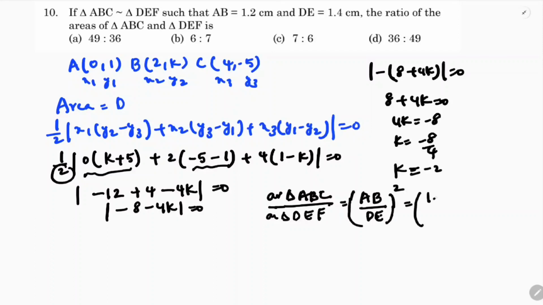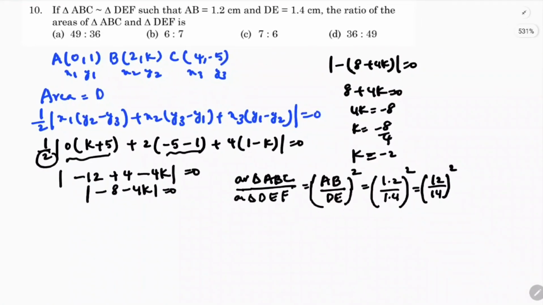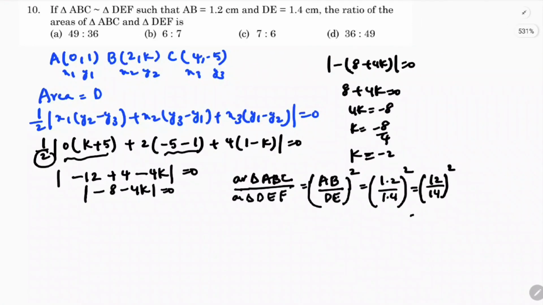But AB is 1.2, DE is 1.4. So we'll write 12 by 10 and 14 by 10. The 10s cancel, so we get (12 by 14) whole square, which we can write as (6 by 7) whole square. That is nothing but 36 by 49. So 36 is to 49 is the correct answer.